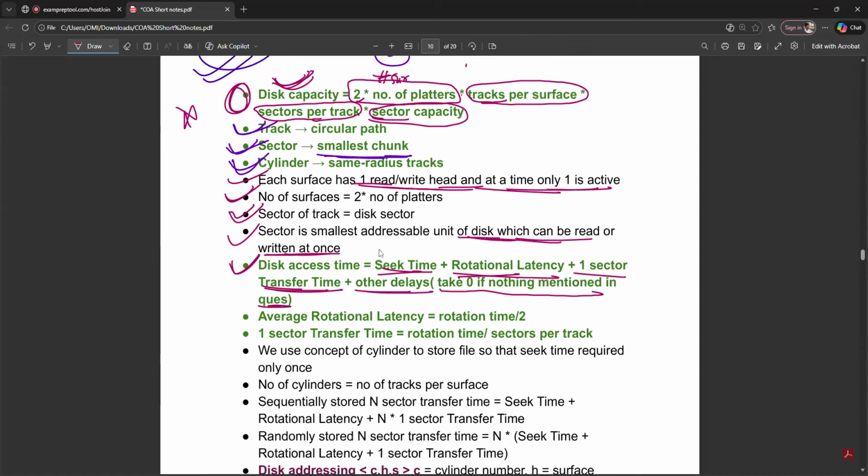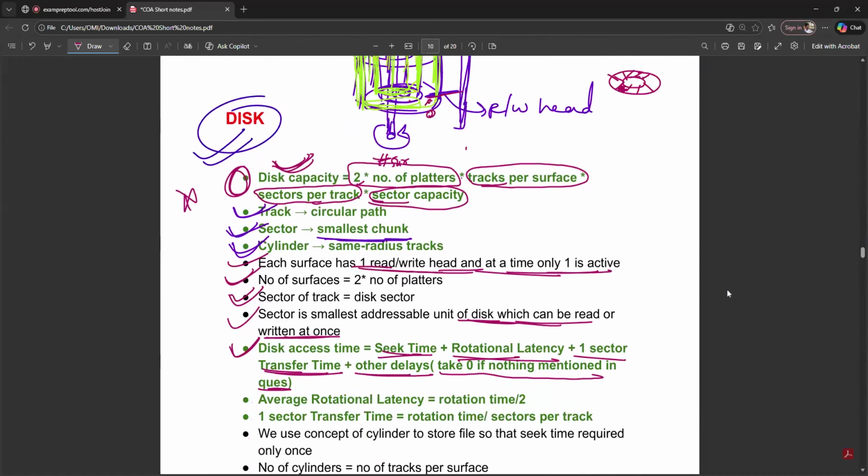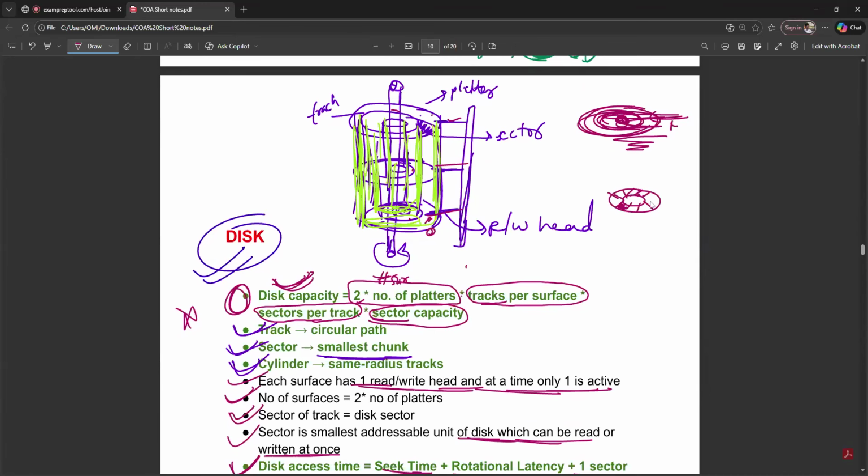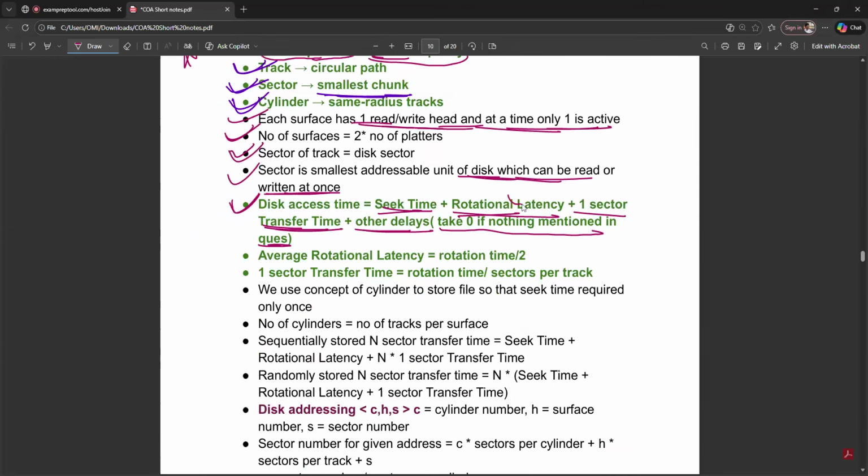Now, what is the rotational latency? Rotational latency is the time it takes for a particular sector to come to the read-write head, because the disk keeps on rotating. Once you finalize this particular track, the time for the sector to come under the read-write head is called rotational latency.